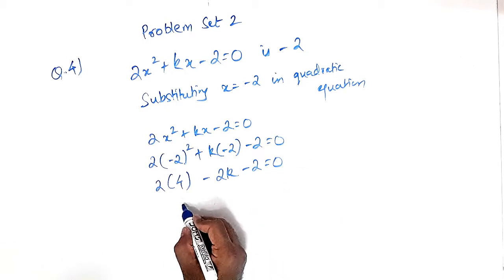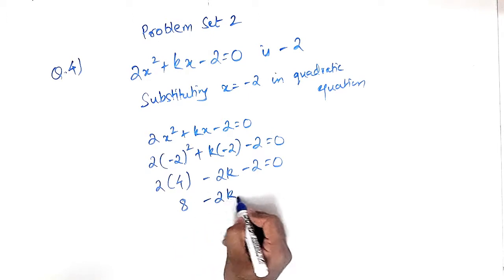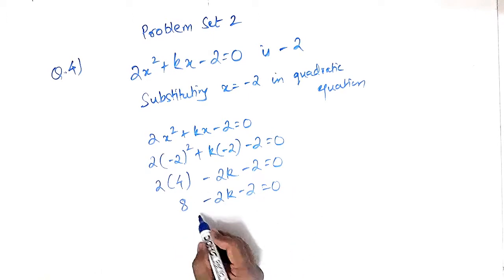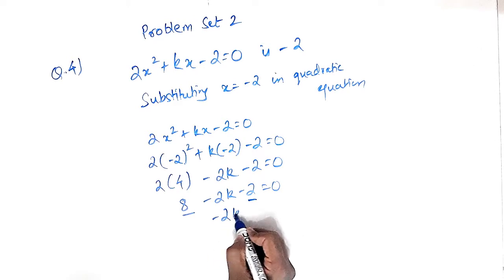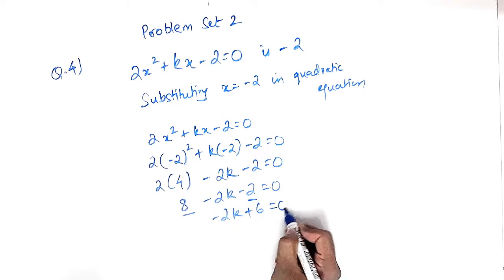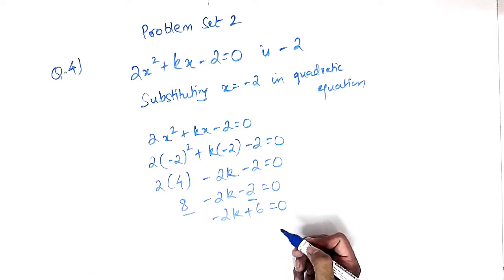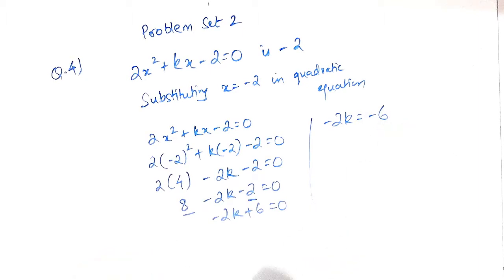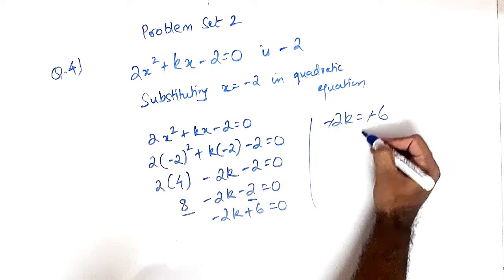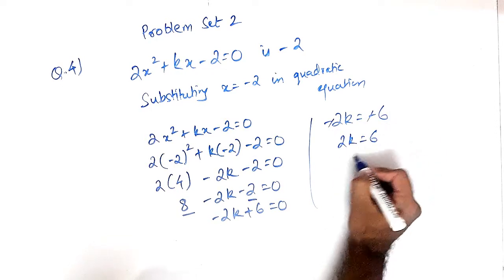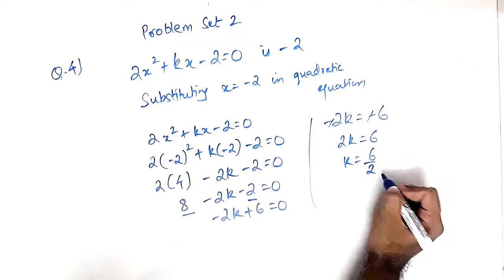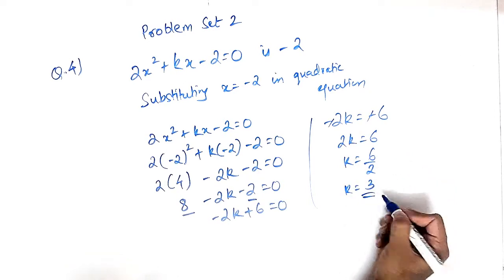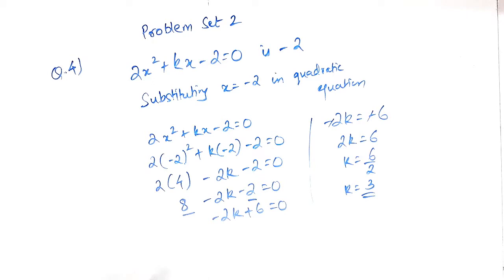Okay, now this is 8 minus 2k minus 2 equals 0. I'll solve this. What is this? Minus 2k, 8 minus 2 is plus 6. Okay, now minus 2k equals minus 6, the 6 goes to the other side and becomes minus 6. Minus minus gets cancelled. 2k equals 6, k equals 6 by 2, k equals 3. Correct? So the value of k equals 3 then.